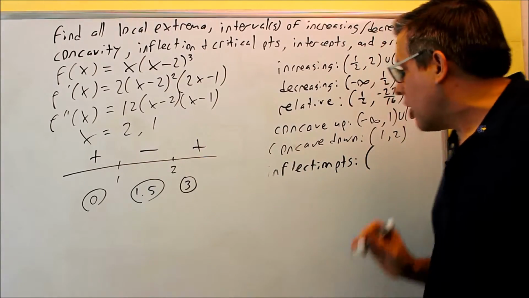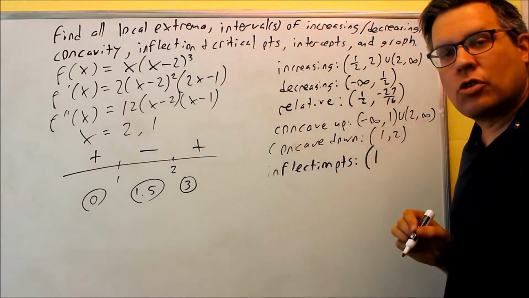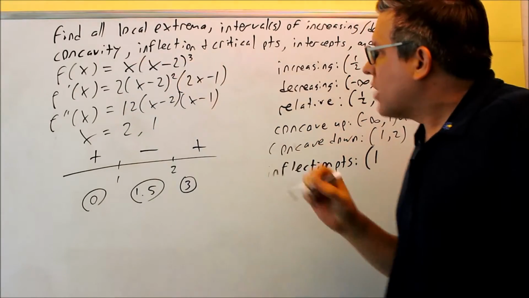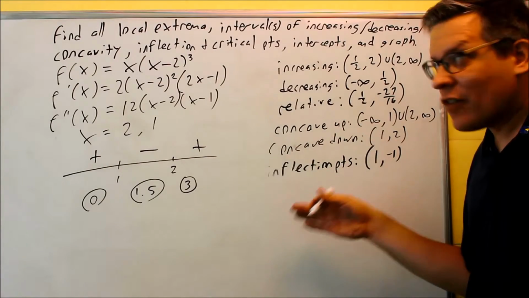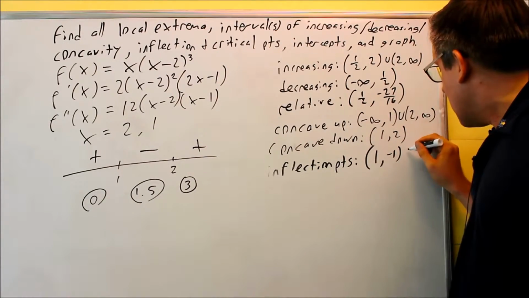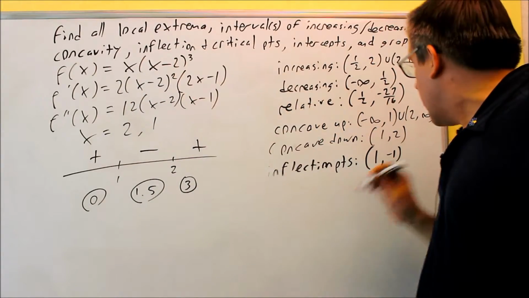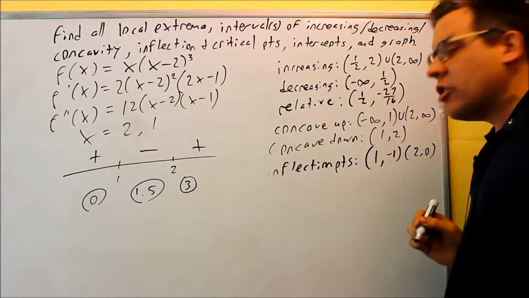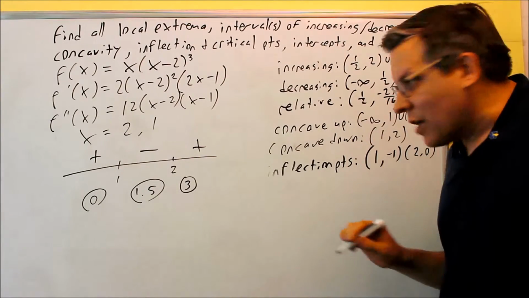First one's going to occur at 1. The 1 you're going to put back into the original one. If you do, you have 1 times negative 1, that's going to be negative 1. Remember, to find the point on the line itself, you always have to go back to the original equation. Next, you're going to put in a 2. If I put a 2 in here, I get a 0 there, so I get 2 and 0 as a result.